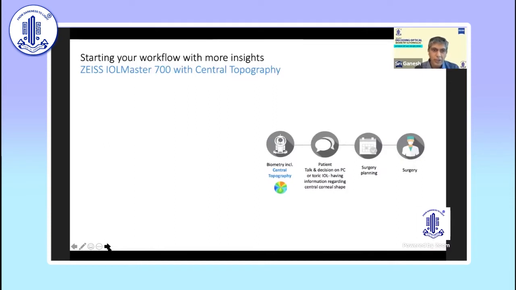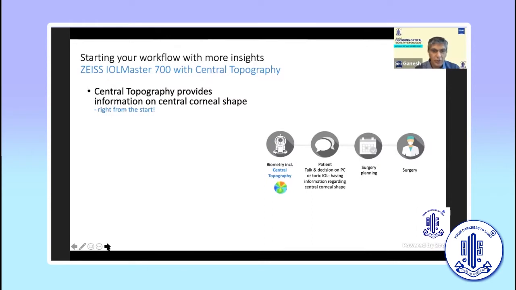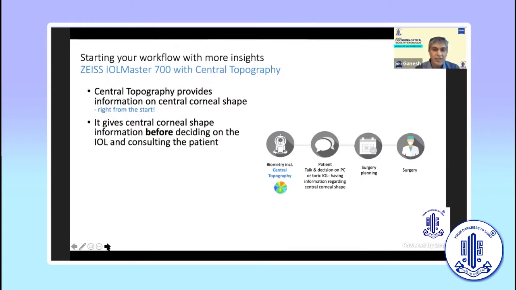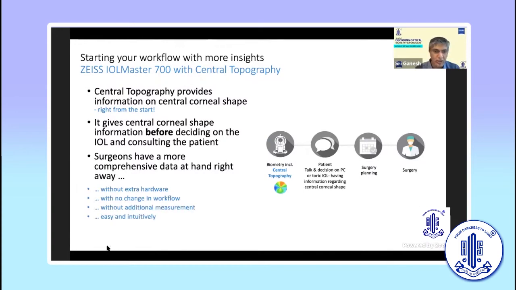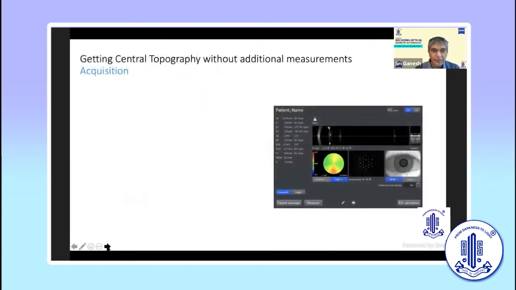So it helps you in your workflow and patient decision. After doing the biometry, you also get the central topography. Then you can discuss with the patient and decide about the type of IOL which is suitable for the patient, whether they are suitable for the toric IOL. If there are any central irregularities, then they may not be ideal. If you can pick up keratoconus or early ectasia, then they may not be ideal candidates for premium IOLs. So this is information that you have without any extra effort or extra equipment.